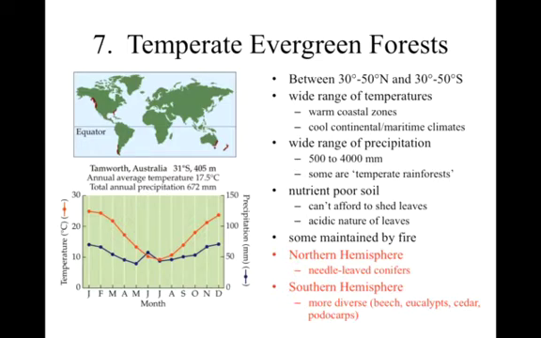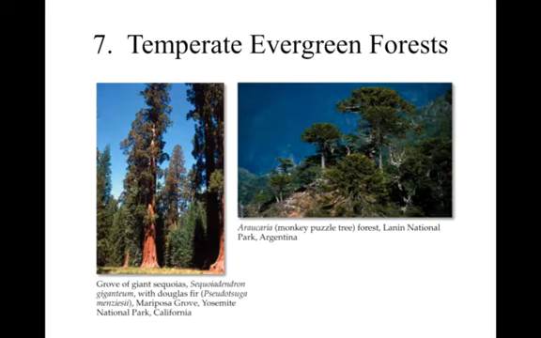In the northern hemisphere, most of the temperate evergreen forests are needle-leaved conifers. In the southern hemisphere, they're more diverse. They can include beeches, eucalyptus, cedar, podocarps, a lot of different trees. So here's just examples. In the northern hemisphere, we have the giant sequoias. Those are some of the most amazing temperate evergreen forests that we have in this country. An example in the southern hemisphere is this monkey puzzle tree forest in Argentina.